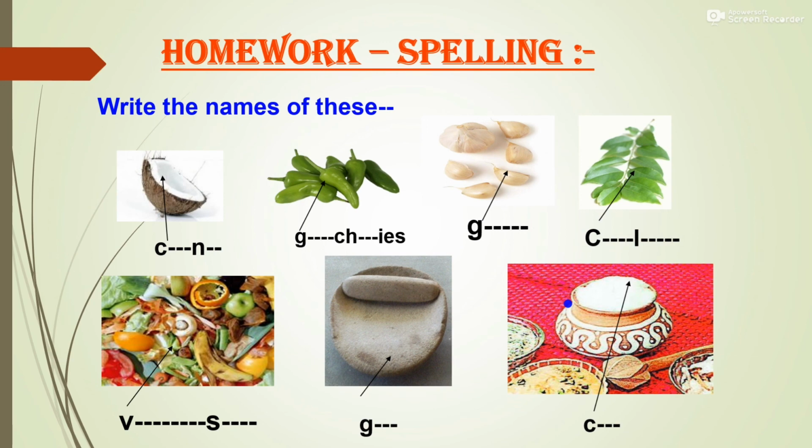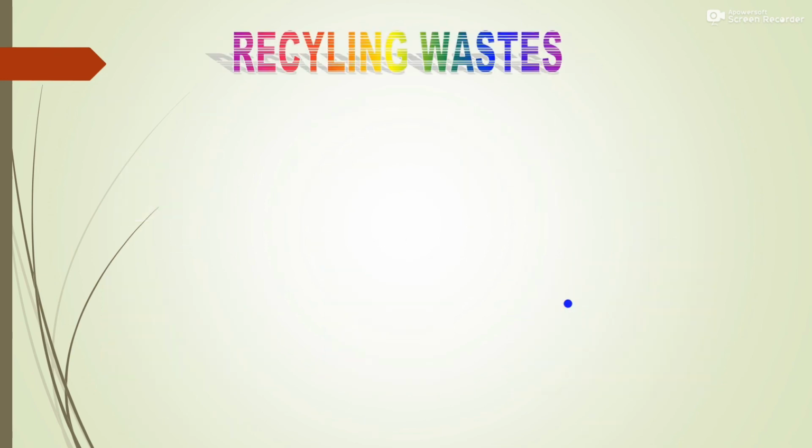Spelling. There is a coconut, so you will write C-O-C-O-N-U-T, coconut. Then green chilies, then garlic, then curry leaves, then vegetable scraps, then grind, then curd. So you will write the spelling. This is the homework for you.